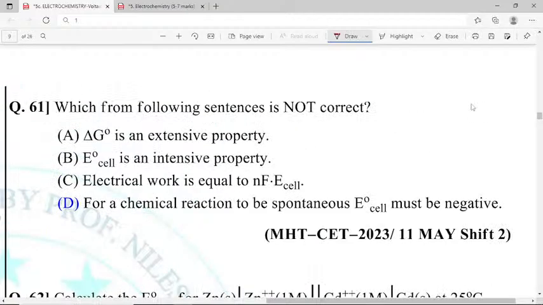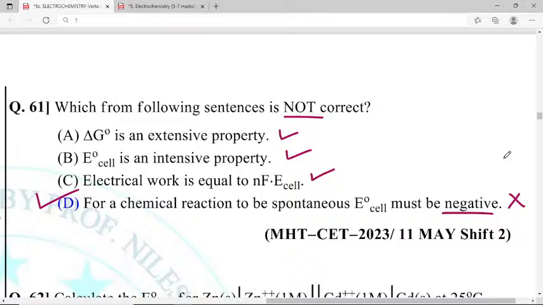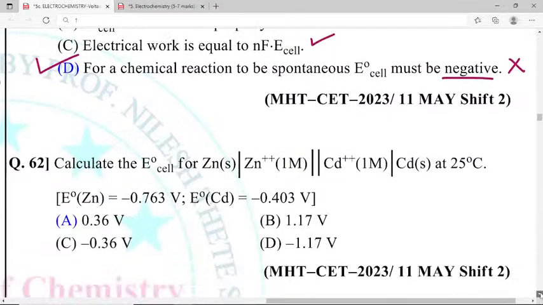Which of the following sentences is not correct? Delta G is an extensive property, correct. Intensive, correct. Electrical work equal to nF E cell, correct. For a chemical reaction to be spontaneous, delta G must be negative. No, it is not correct. It should be positive. E naught cell must be positive for a spontaneous reaction. So this is not correct.